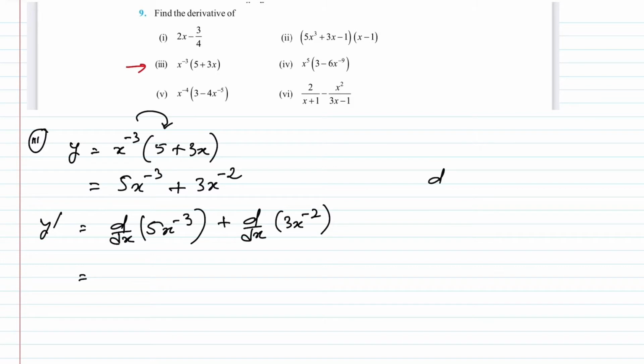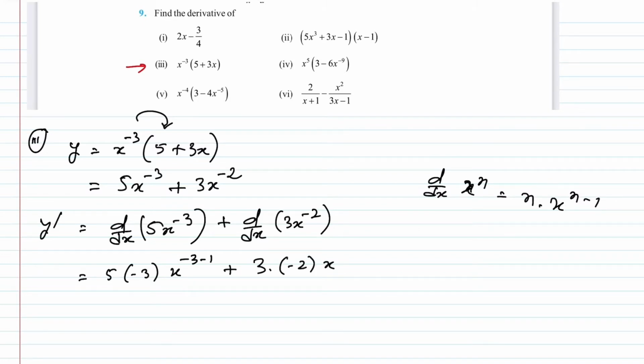So if you apply the standard derivative d/dx of x to the power n, then the derivative of x to the power n is n into x to the power n minus 1. If you apply that, you will get 5 into minus 3 x to the power minus 3 minus 1, then here 3 into minus 2 x to the power minus 2 minus 1. Okay, minus 15 x to the power minus 4 and minus 6 x to the power minus 3. So that is our answer.